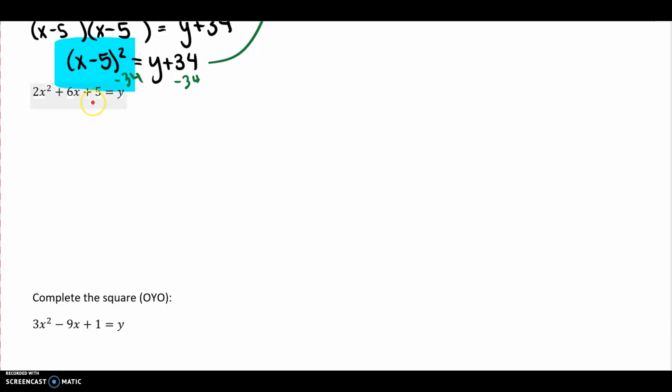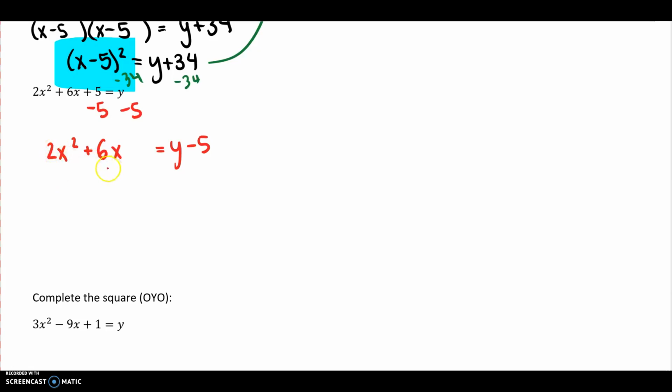The first thing you want to do is isolate the variable terms by moving the constant over. So now you have 2x squared plus 6x, and I'm going to leave a space there because we're going to complete the square, equals y minus 5. This problem is slightly different than the last problem because, like I said, the coefficient always needs to be a 1, and here it is not.